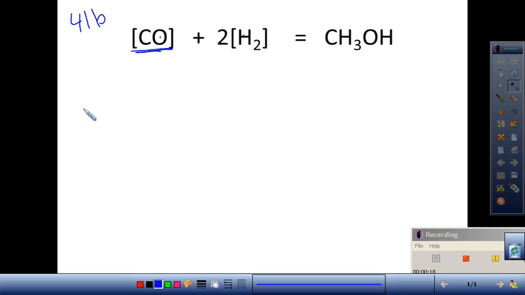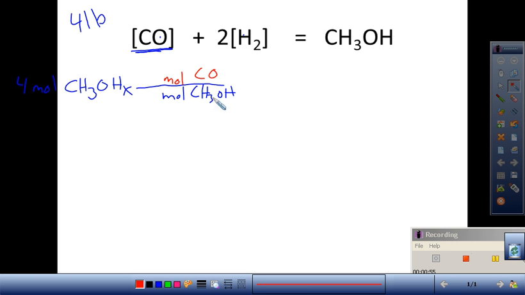The problem says I'm starting off with 4 moles of methanol. Okay, so I don't want those moles of methanol. So I'm going to take my units, put them down here. And what can I change it to? Well, I'm looking for grams of a different thing. I'm looking for grams of this. So I got to get out of this chemical and into this one. So to change from one chemical to another requires a mole-to-mole ratio.